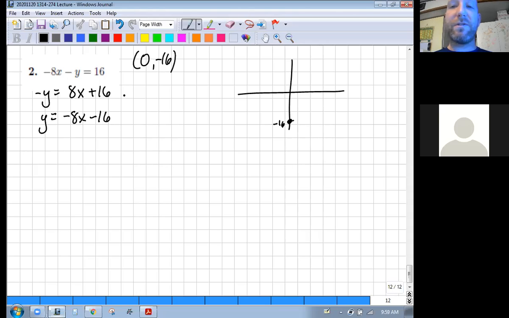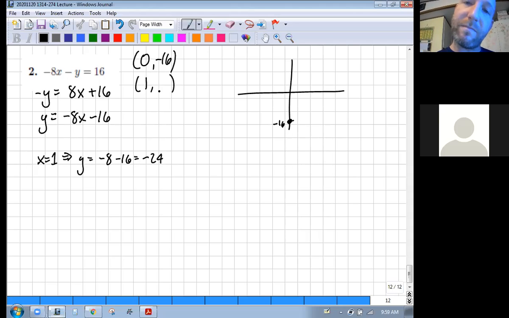We can get another solution. Just plug in any number we want for x. What if we plug in a 1 for x? If x is 1, then y is negative 8 times 1 minus 16. That's a negative 24. So at 1, we'd have to go down to a negative 24. So this is a point on our graph.